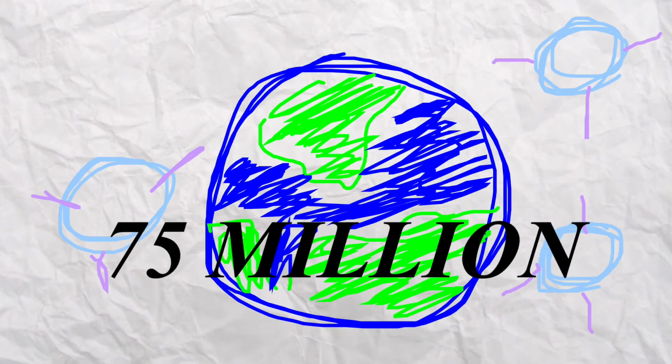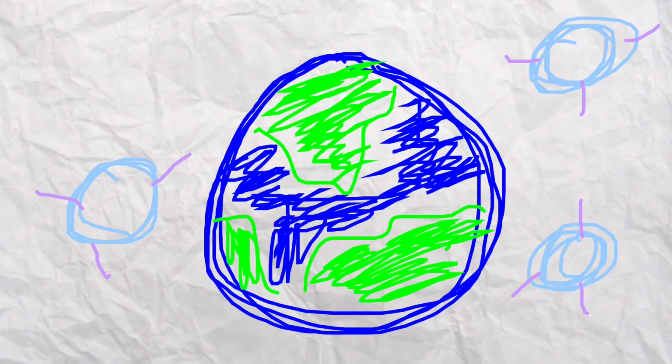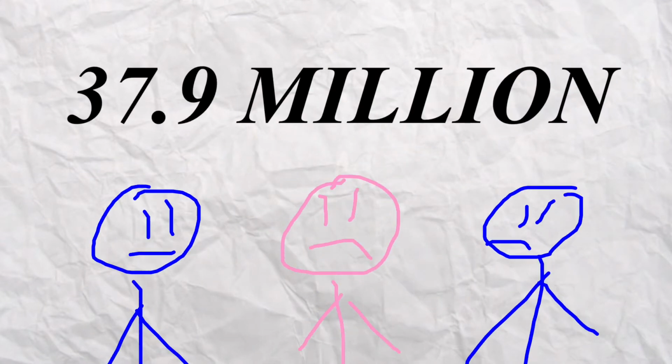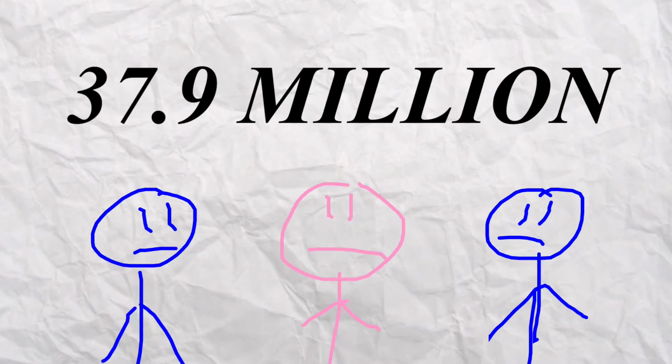HIV has affected 75 million people worldwide and has killed approximately 32 million people. According to a study in 2018, about 37.9 million people were living with this disease.